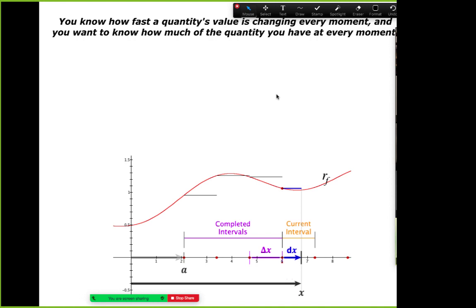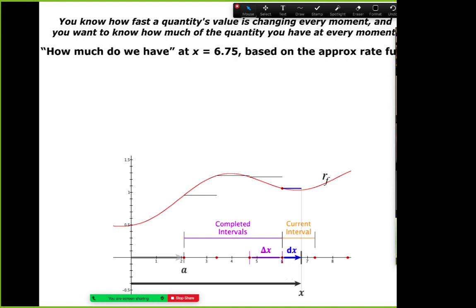We got A, the current value of x, the current interval. We got our delta x intervals, dx, approximate rate function, exact rate function, everything. Okay. So now let's talk about at x equals 6.75.